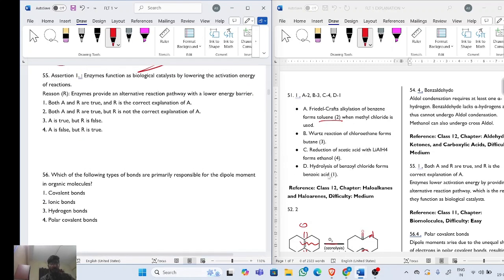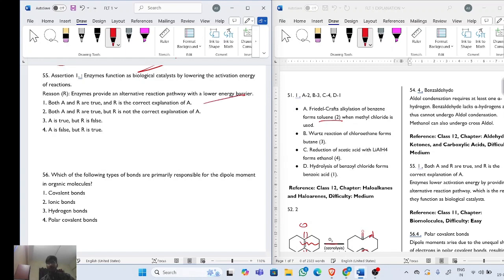Now question number 55. Enzymes function as biological catalysts by lowering the activation energy of reactions. Yes, this statement is correct, because the use of enzymes is to lower the activation energy so that the reaction can take place faster. And the reason is enzymes provide an alternative reaction pathway with a lower energy barrier. Yes, this reason is also correct, because enzymes provide an alternative way from which a reaction can take place from the reactant to form a product. So it provides an alternative path which has a lower energy barrier.